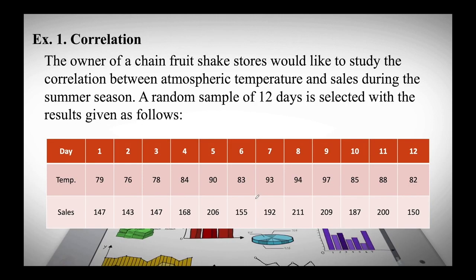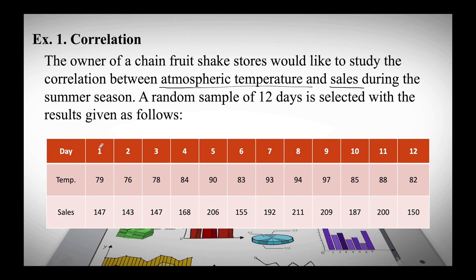For the correlation example, the owner of a chain of fruit shake stores would like to study the correlation between atmospheric temperature. Take note po, this will be our first variable. Atmospheric temperature and sales. Ito yung second natin. During the summer season. A random sample of 12 days is selected with the results given as follows. So, here are the days.